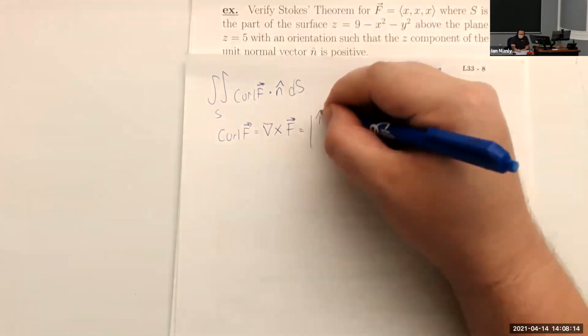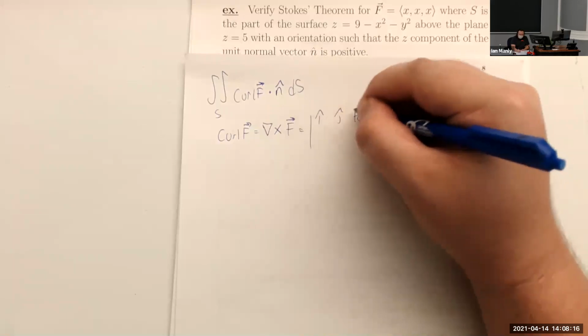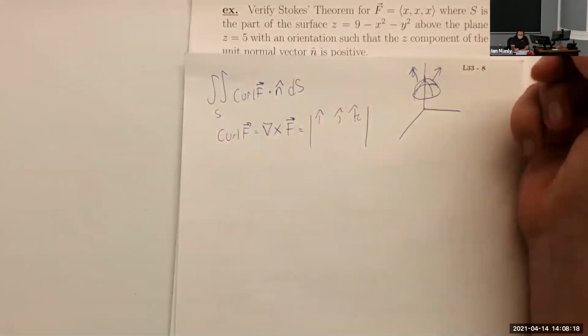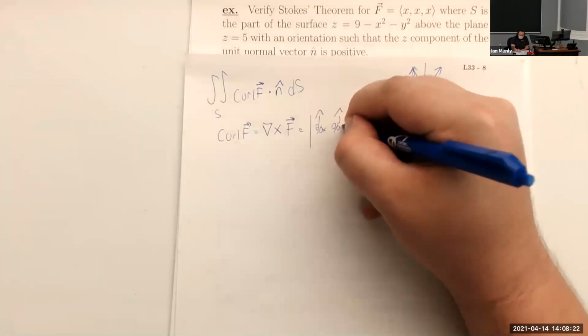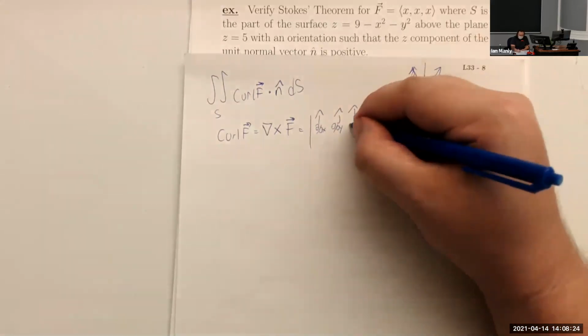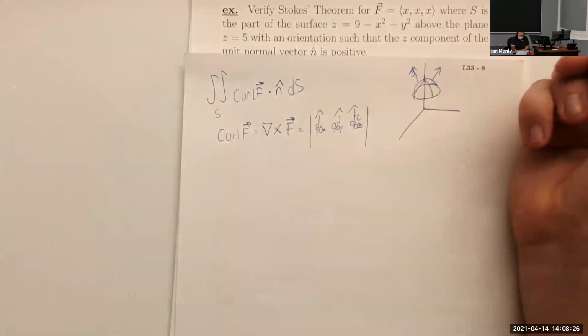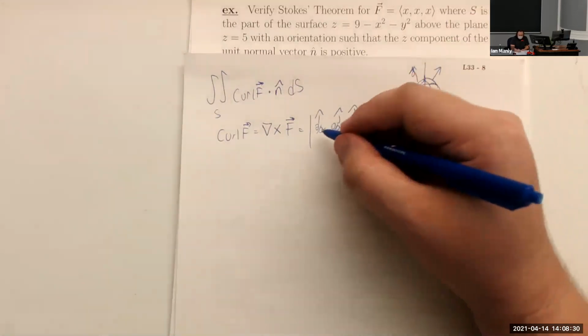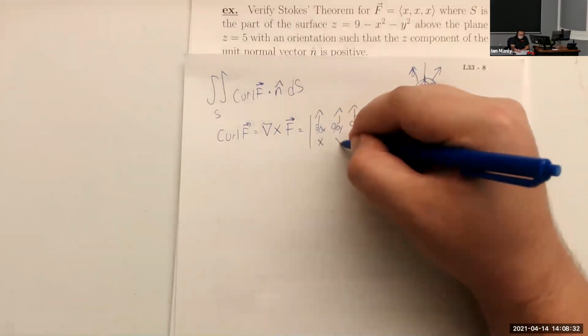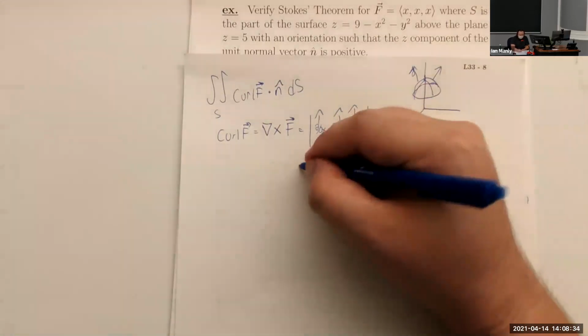So what does that look like? Well, we set up our cross product. We have i, j, and k. We have the x derivative here, the y derivative here, and then the z derivative here. All right, and then our vector field is actually just x, x, and x.